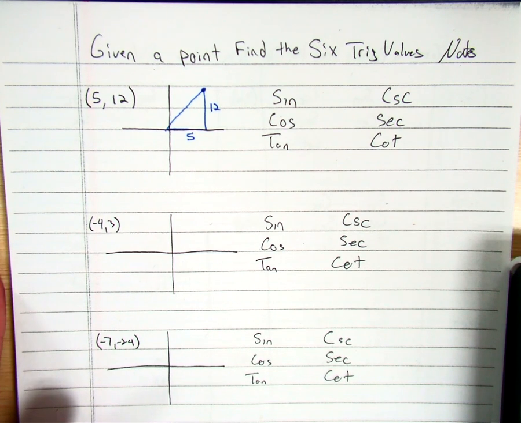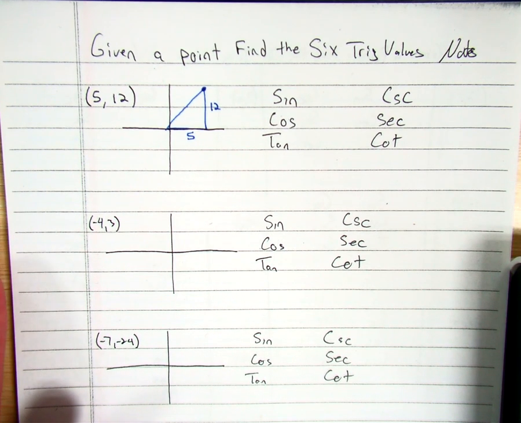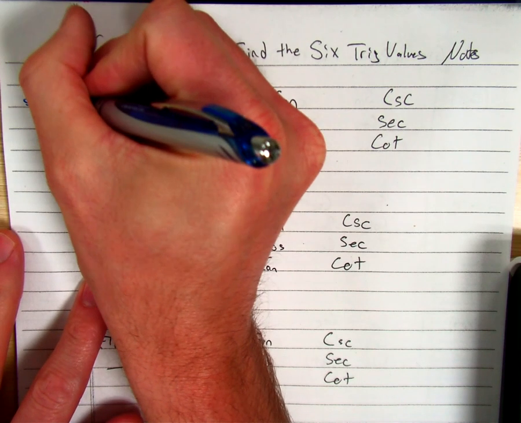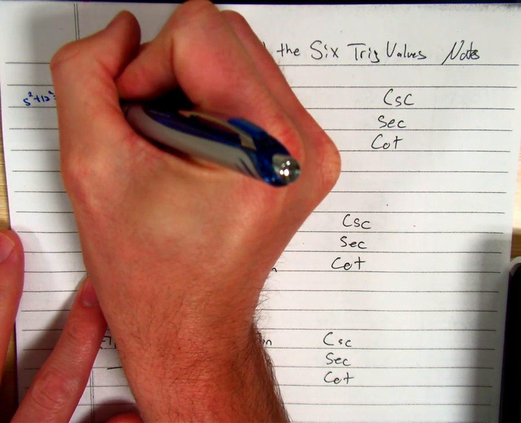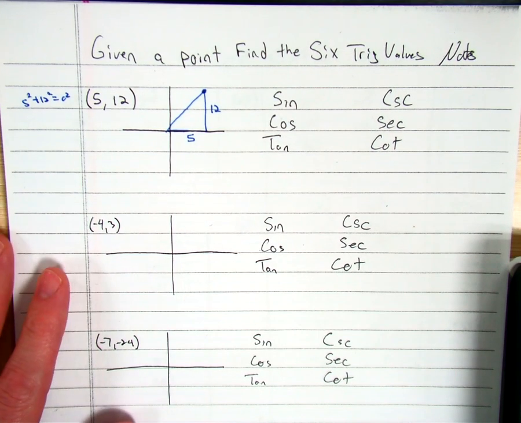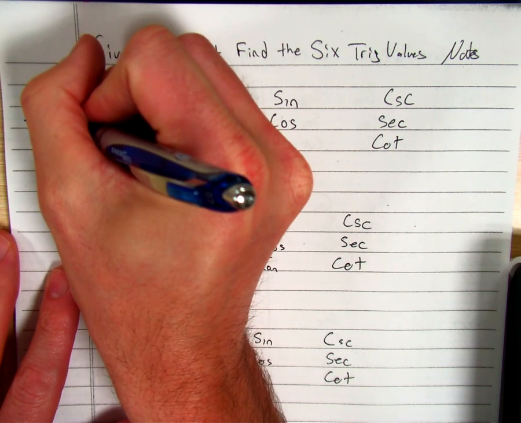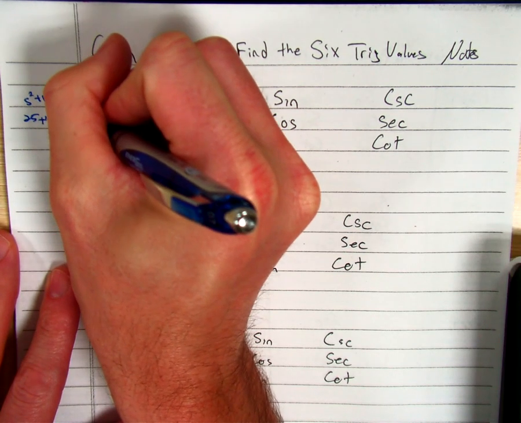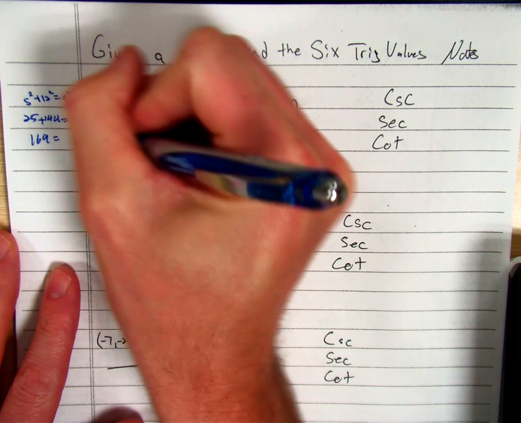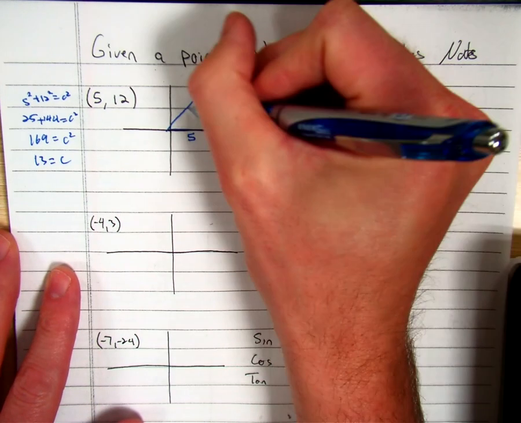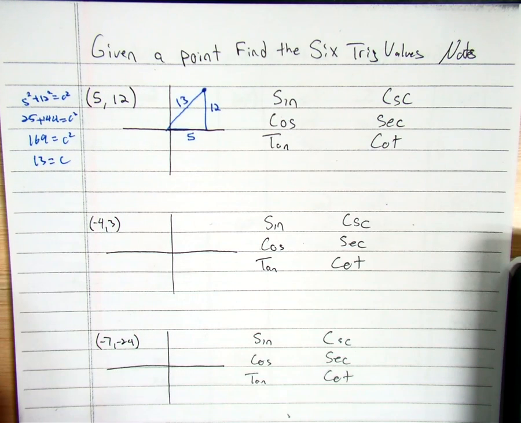We can do a squared plus b squared equals c squared, or hopefully you recognize the Pythagorean triple. 169. This is going to be 13. So that should help.